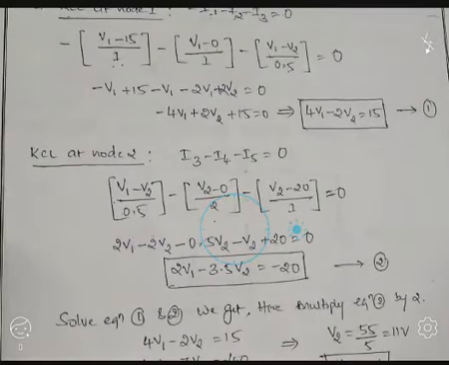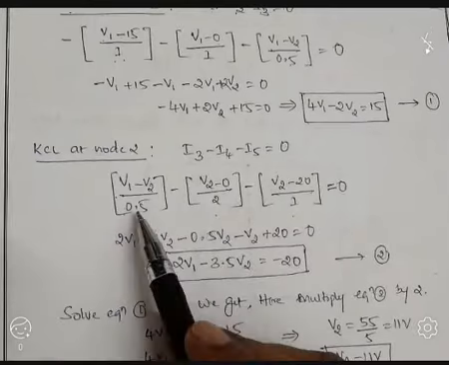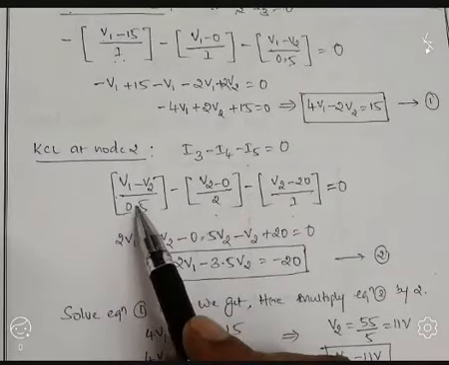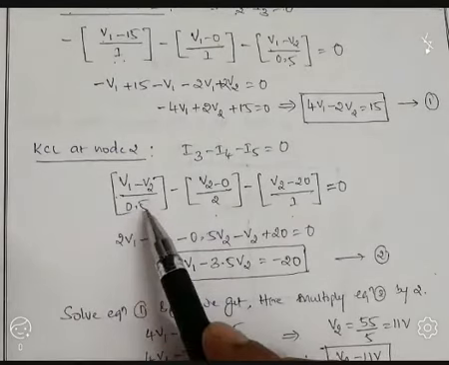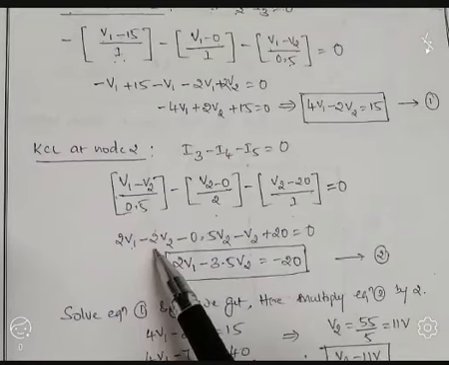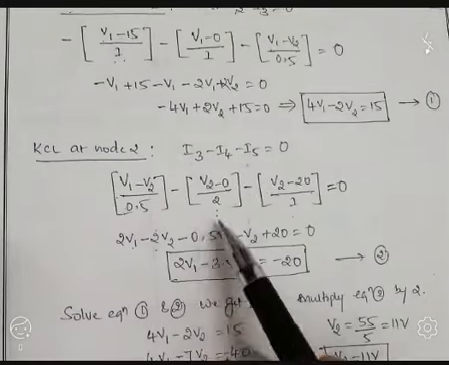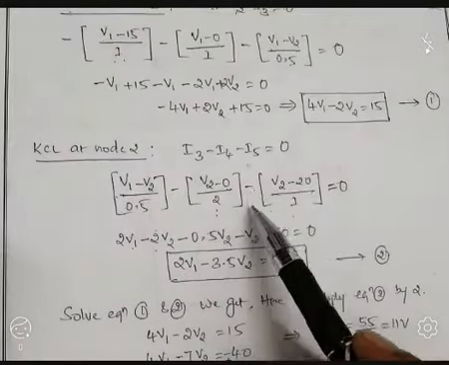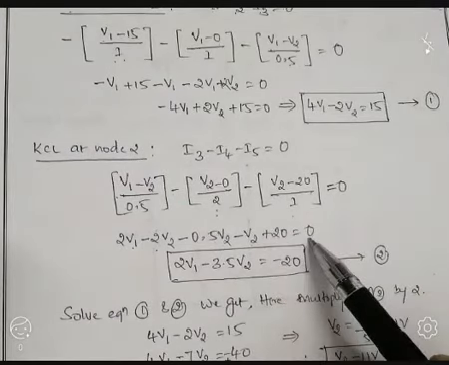Next is simplification. How to simplify? As I told, 0.5 is nothing but 1 by 2. 1 divided by 1 by 2 means it will go to the numerator, it acts as a 2. So 2V1 minus 2V2, minus as it is. 1 by 2 is nothing but 0.5, hence minus 0.5V2. Next, minus V2, minus into minus, plus 20 is equal to 0.